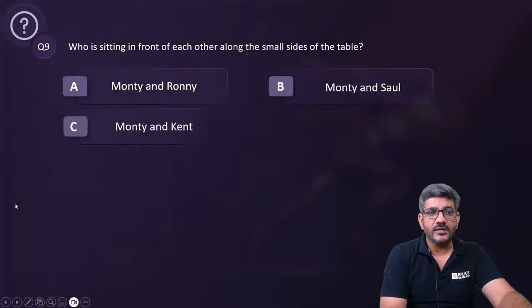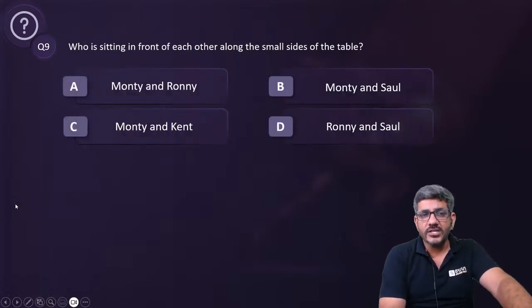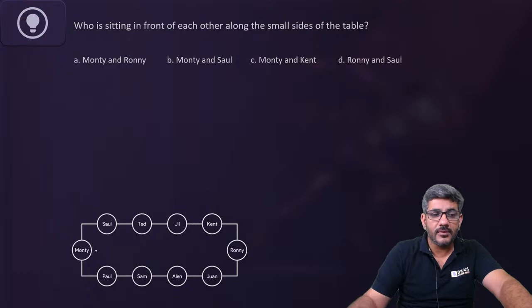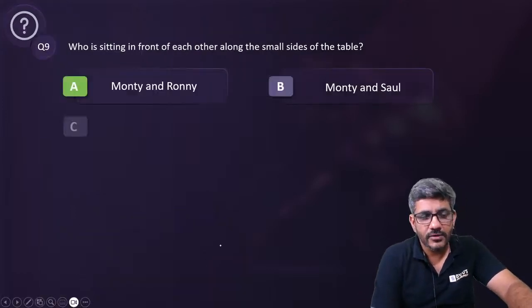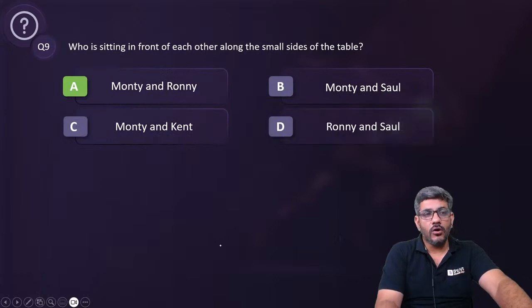So first question. Who is sitting in front of each other along the small sides of the table? Monty and Ronnie. The answer is option A. Monty and Ronnie are sitting opposite to each other on the smaller side.